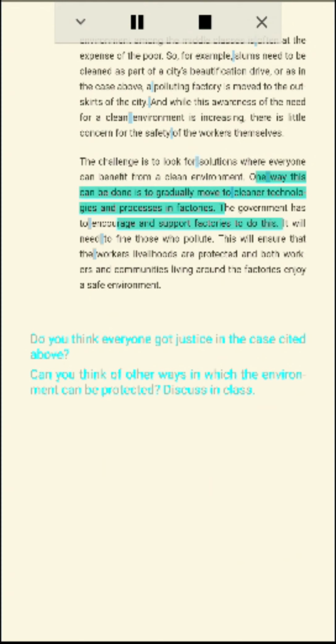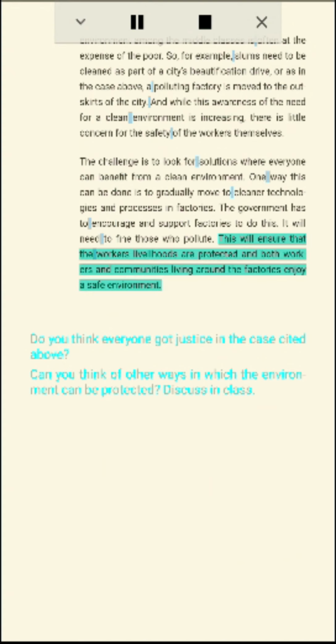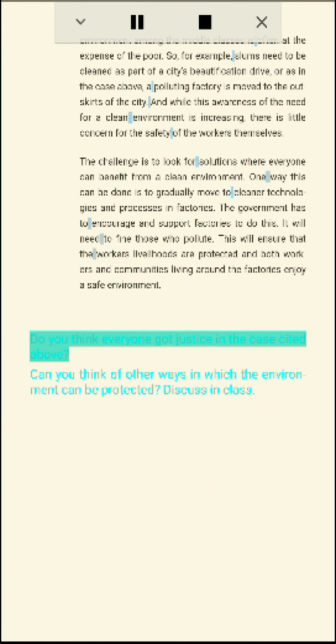One way this can be done is to gradually move to cleaner technologies and processes in factories. The government has to encourage and support factories to do this. It will need to find those who pollute. This will ensure that the workers' livelihoods are protected and both workers and communities living around the factories enjoy a safe environment.